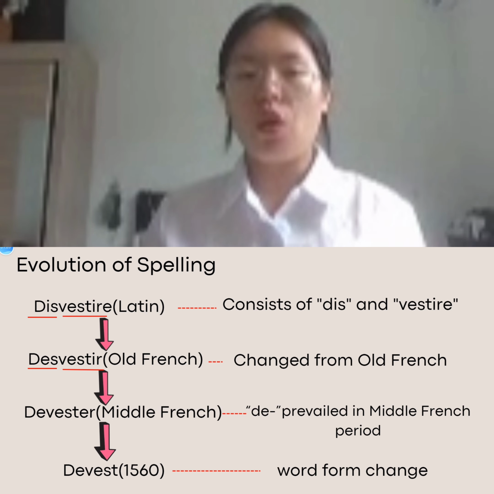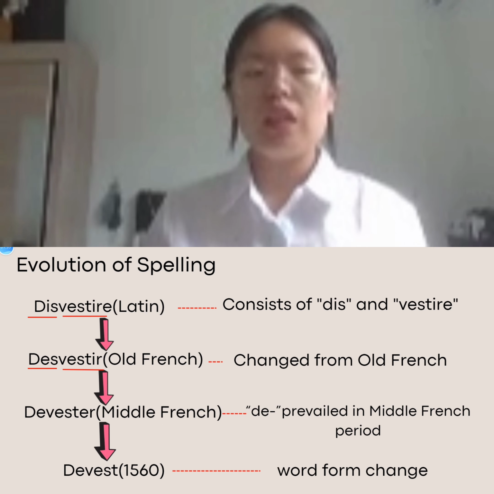After the change of Old French, dis was changed to des, and vestere removed the ending e and changed to vestir. So the spelling form was des-vestir. In the Middle French period, de prevailed. Dis, des was changed to de. The spelling changed to divester, devester. But in 1560, the word became divest, and then to the current form of the word, divest.